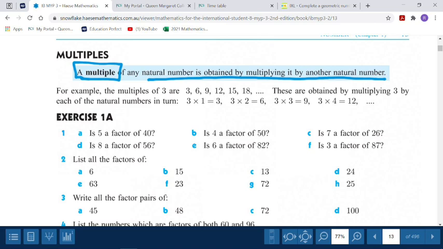Now, with factors, there was a stopping point. Yes? Not everything divides into 16. And we knew to stop. But multiples never stop. Multiples are an infinite set of numbers. So they go on forever. We could continue to multiply forever and ever and ever.